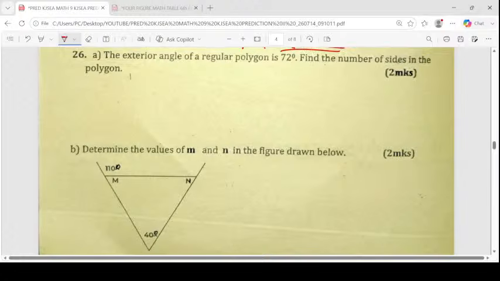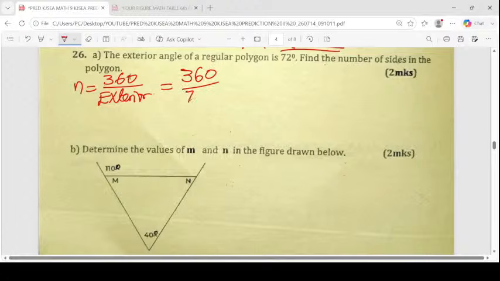Question number 26, part A. The exterior angle of a regular polygon is 72 degrees. Find the number of sides of the polygon. The number of sides n of any regular polygon is given by 360 divided by the size of one exterior angle. So this will be 360 divided by one exterior angle, which is 72. When you take 360 and divide by 72, you get 5. So this is 5 sides.